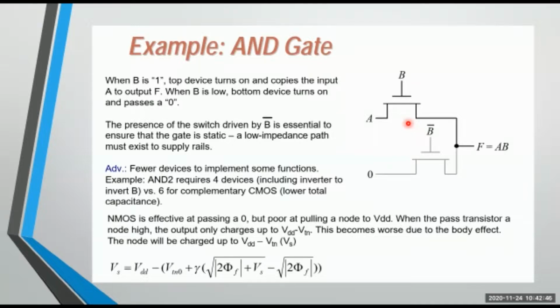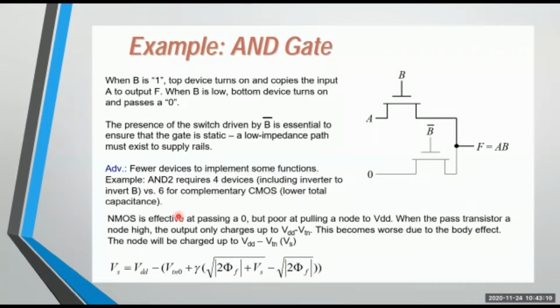But here, with the help of pass transistors, we use only 2 pass transistors to obtain the AND gate operation. So the AND gate requires 4 devices, including an inverter to invert B. Ultimately you have 4 plus the inverter, versus 6 for the complementary CMOS. This gives a lower total capacitance. This is a main and major advantage of pass transistor logic structures over CMOS structures.